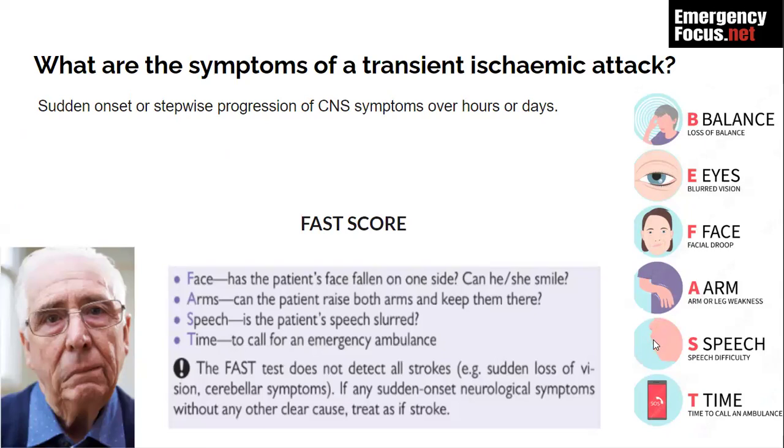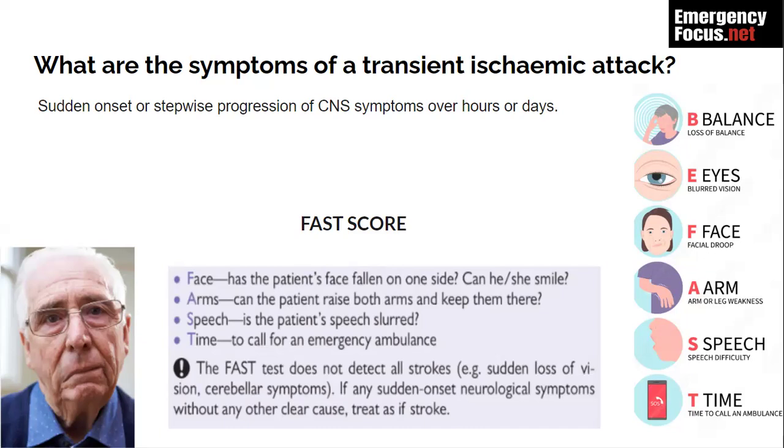There could be difficulty in speech. If there are symptoms like those, then it's time to call an ambulance. Okay, so it's called FAST, right? So this is the FAST score which a GP can use in the clinic. However, it doesn't definitely tell if it's a TIA or stroke, because there could be overlapping symptoms with other conditions as well. But it gives you an idea that it is a likely candidate.